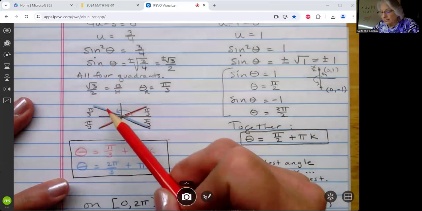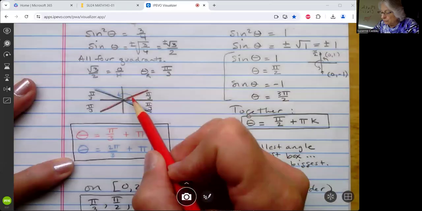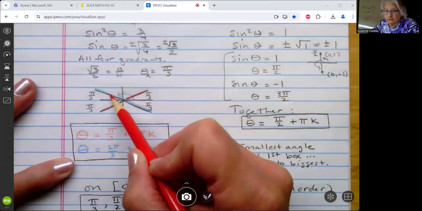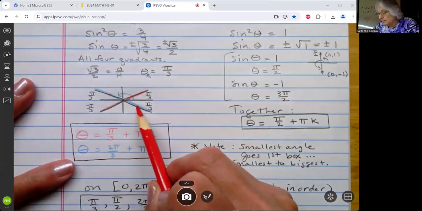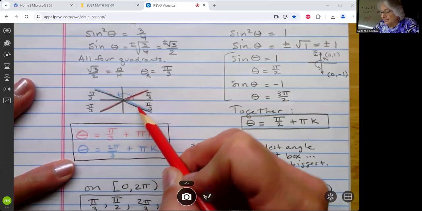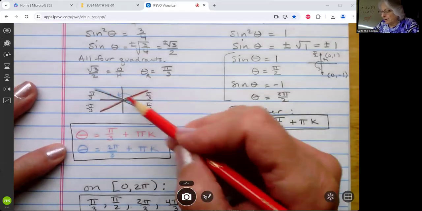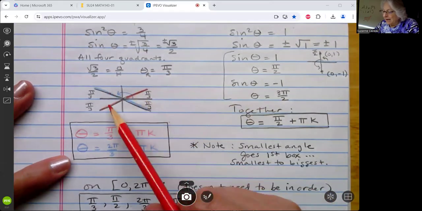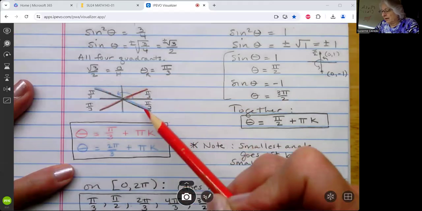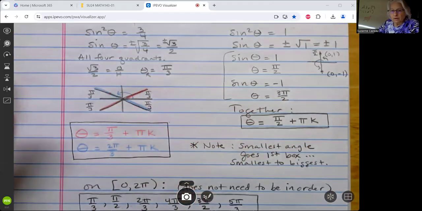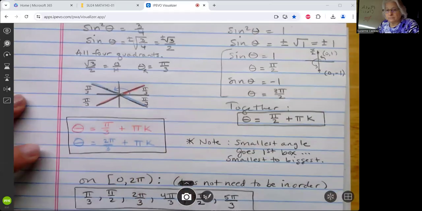Now, the other one here that I have written in blue or highlighted in blue is 2 pi over 3. To get from here over to here is 2 pi over 3. And then if you add pi, you're going to get the other one over here. So I'm going to add pi and I'm here, and I add another pi, I'm there. So that's going to cycle pi, pi, pi, pi. So we have pi over 3 plus pi k gets these two. And then we have 2 pi over 3 plus pi k gets us those two. So there's actually 3 of these going on. You've got these two and those two.